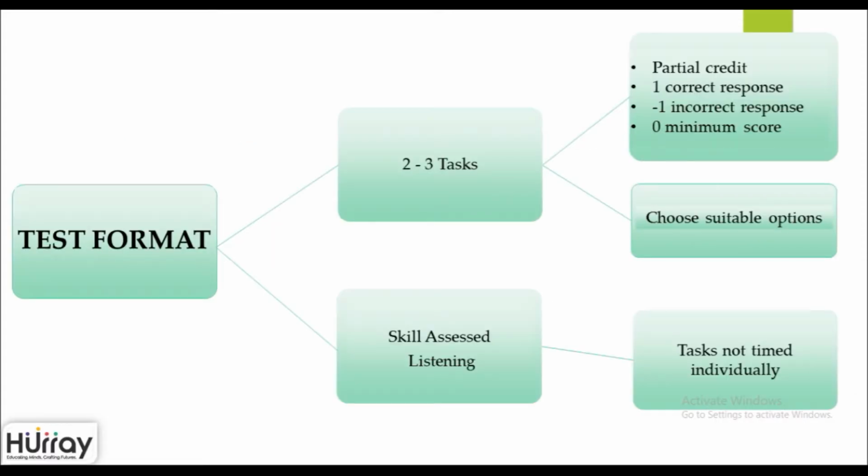So this is the test format. You will be given 2 to 3 tasks. The skill assessed here is listening. This type of question is said to be scored as partial credit. You will get 1 mark for each correct response and -1 for incorrect response. The minimum score is 0.